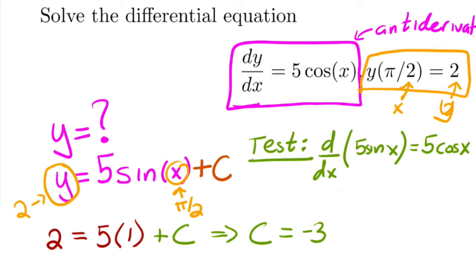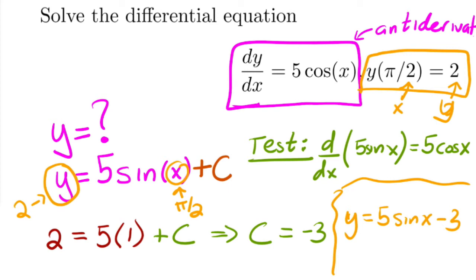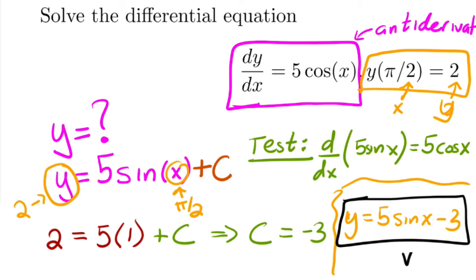And so then your solution to the differential equation is y equals 5 sine of x minus 3. So this is the function that satisfies the differential equation up here. When you get the derivative of it, it equals 5 cosine of x, and when you plug in pi over 2 into the function, it equals 2. And that's it. Check.